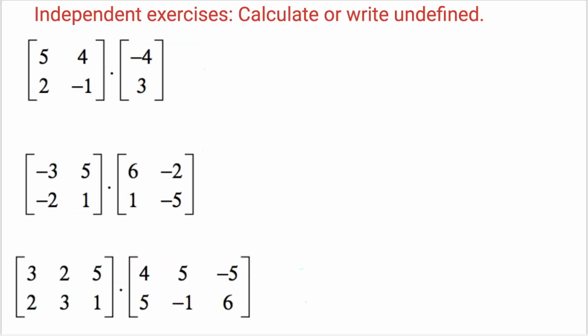So now that after going through 3 exercises, here are some independent exercises that you can try on your own. Calculate the product of the matrices, and if you cannot calculate it, write undefined for the matrices that cannot be multiplied. That means they're not compatible. Pause the video here, and after you finish doing the 3 exercises, you can unpause the video and I'll reveal to you the answers. Good luck.